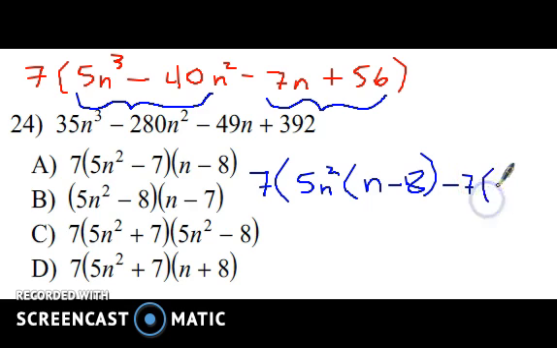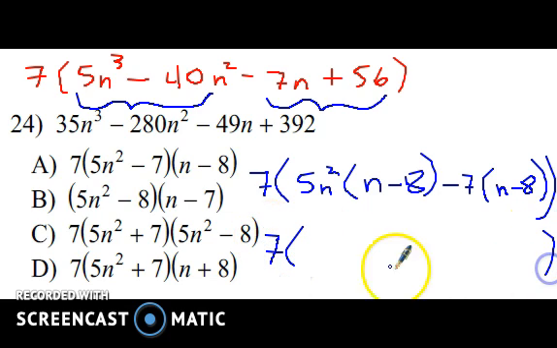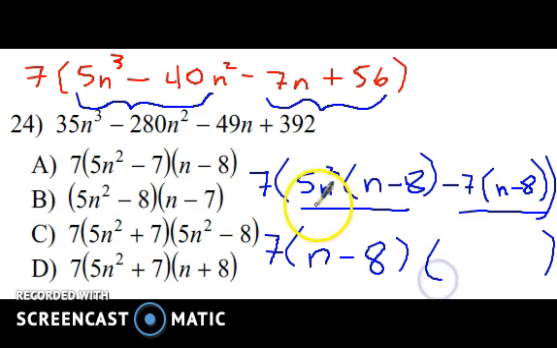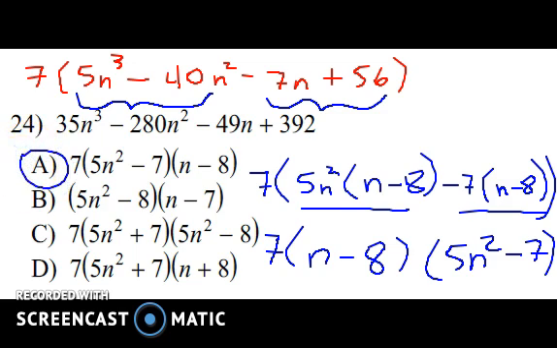And I'm going to be left with an n minus 8 on the inside of my parentheses here. So what we want to do is focus on the factoring by grouping part on the inside of the parentheses here. So what do both of these terms have in common? They both have an n minus 8 that you can factor out of both. So I can pull an n minus 8 out of both, and I'm left with a 5n squared minus 7. And this leaves me with A for my answer.